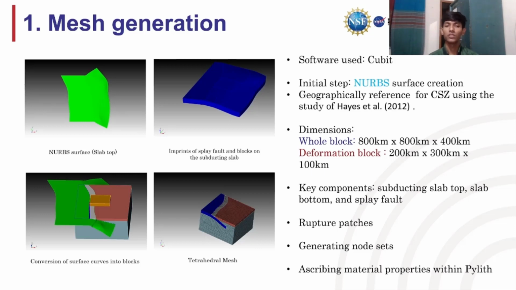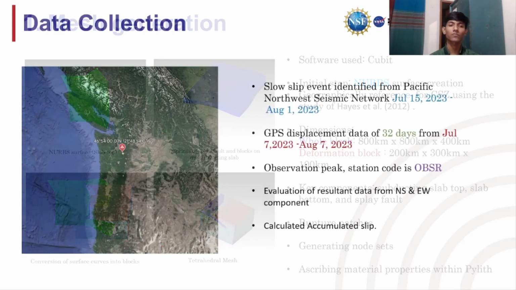Then we imprinted our rupture patches onto the whole block, the deformation block, and the splay faults. And then we generated node sets along which the tetrahedral polygons were generated for our mesh, and then ascribed material properties within Cubit, and finally we generated our tetrahedral mesh.